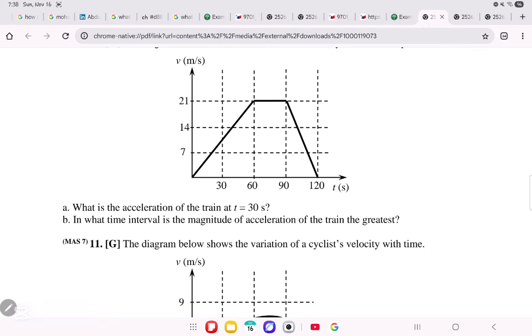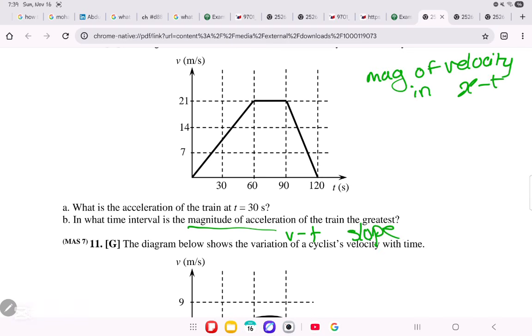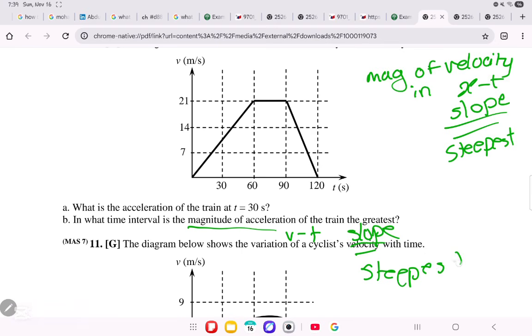Well, very simply, what you need to know whenever they ask about magnitude of acceleration in a velocity time graph or magnitude of velocity in a position time graph, then they are talking about the slope. And usually the greatest slope is the steepest. Okay? So I look at my graph and I see which of them is the steeper slope. What does it mean, the steeper slope? That means if I'm comparing this slope to this slope, logically speaking, this slope is steeper.